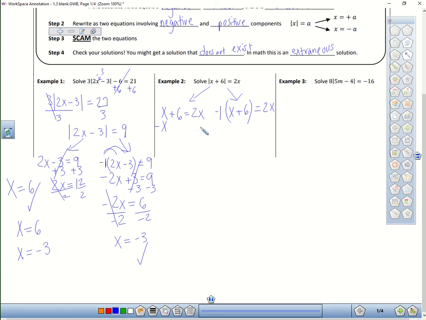Over here, I'm going to subtract x from both sides. I get 6 is equal to x, so that's our first solution. Over here, I'm going to distribute the negative 1. That gives me negative x minus 6 equals 2x.